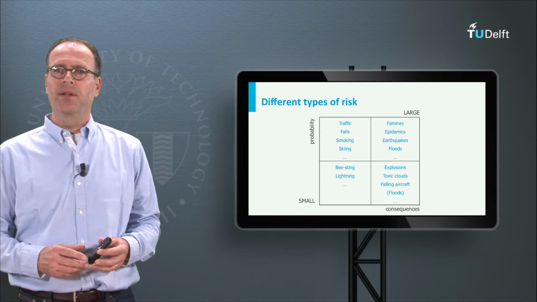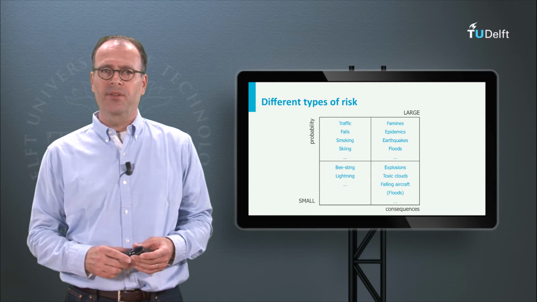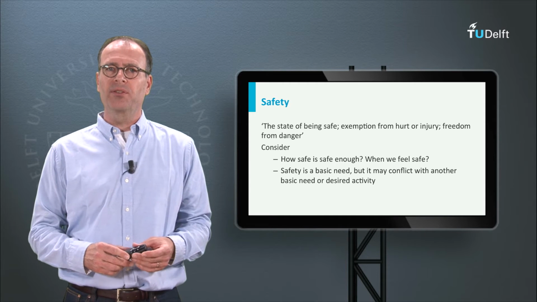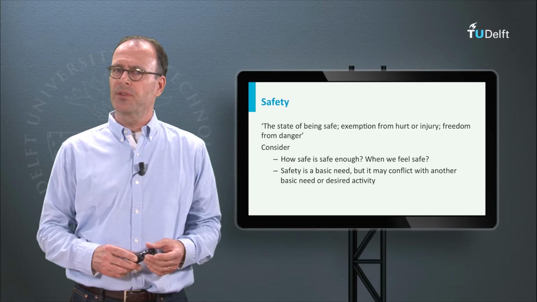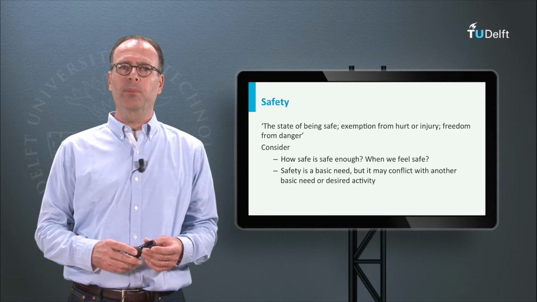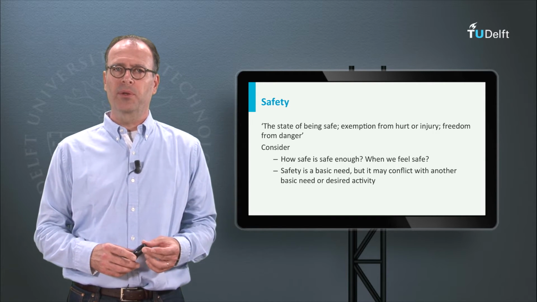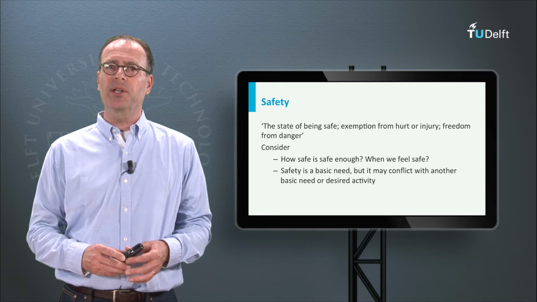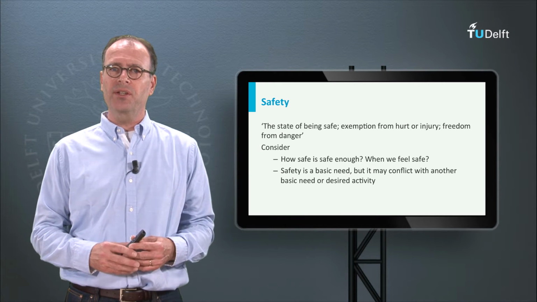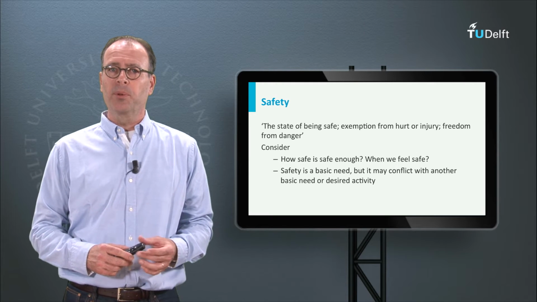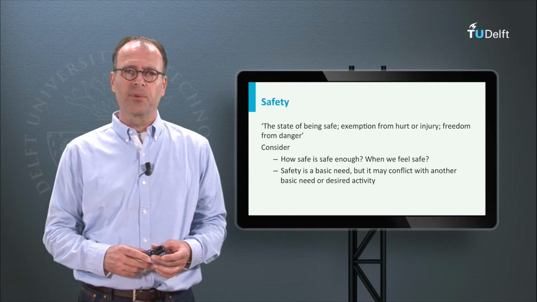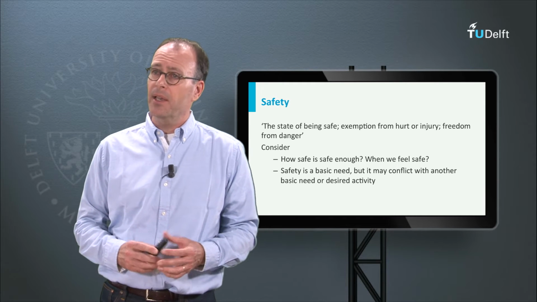Safety is defined as a state of being safe, free from hurt or injury. This is not an objective state, as people also need to feel safe. Because it is a state, the situation of feeling safe can change drastically from one moment to the next. As we also see, safety might conflict with other needs or interests, like economical ones.